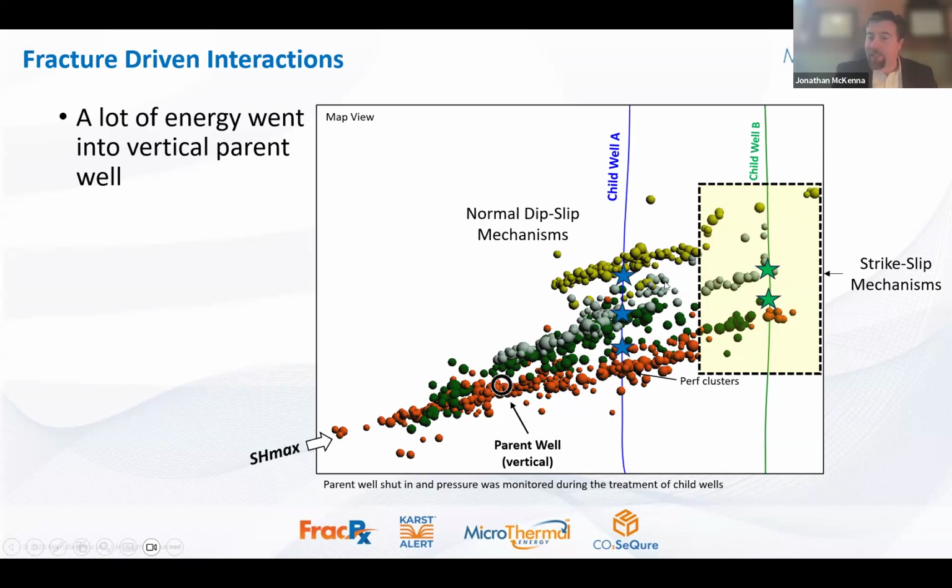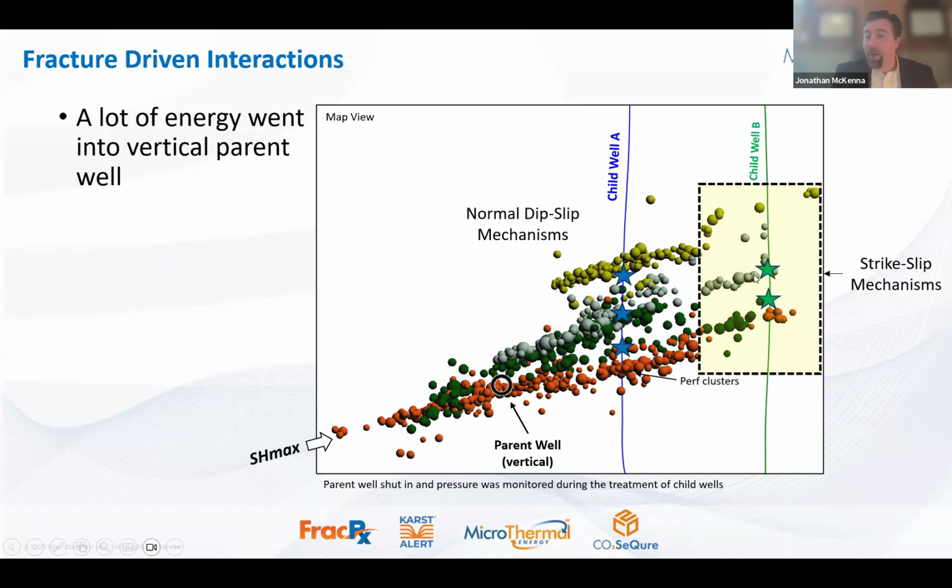And when we look at how the treatment of these wells consisted of the treatment order, they're actually treating child well B, then going over to child well A, then B, then A, then B, then A. And what we see is we're actually pushing a lot of this energy even further towards the parent well. So we have to make sure that the treatment order is done in an appropriate way so that we're not artificially pushing fractures in a direction that we don't want them to go.